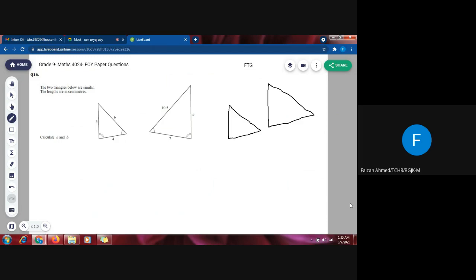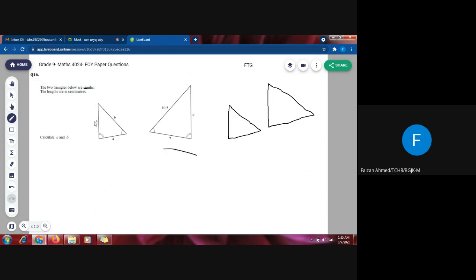Since you can clearly see the word similar, this question is from the topic similarity and congruence, and we know that since these two are similar triangles, the shape of these two triangles will be the same but the lengths will be different. So as you can see, this triangle is a bit smaller and this is a bit bigger triangle, but the first step of solving this type of question is that you have to draw a figure, and that figure should be of two similar triangles.